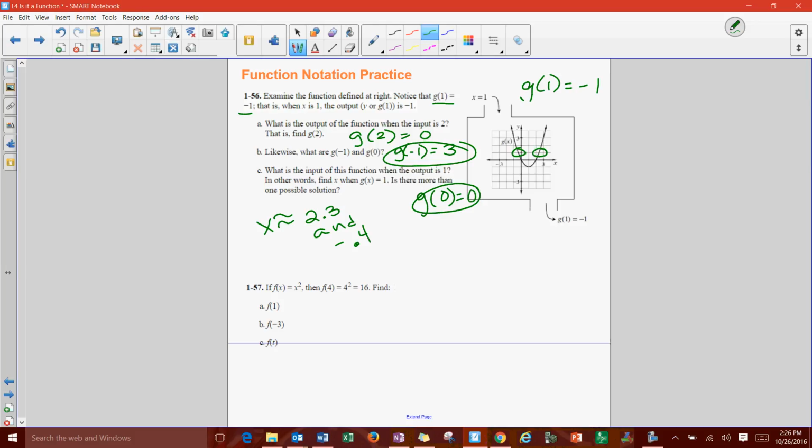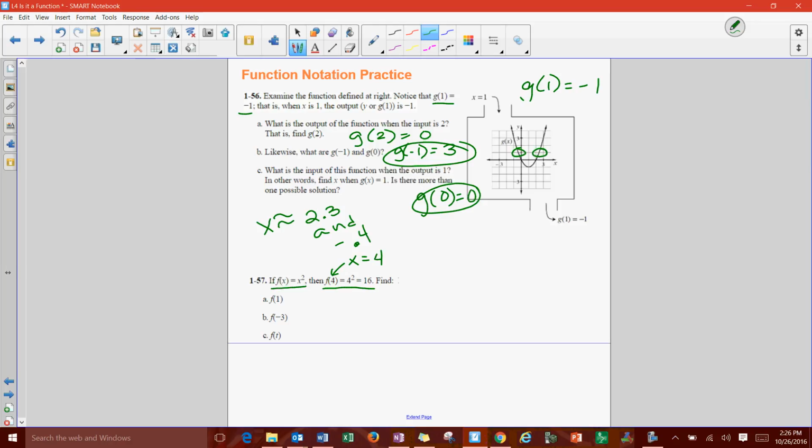1-57 is a little bit more straightforward, okay? If this is my function, f of x is equal to x squared. This is telling me right here that x is 4. When x is 4, I plug in and I square 4 and I get 16.